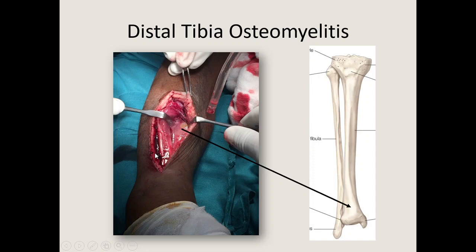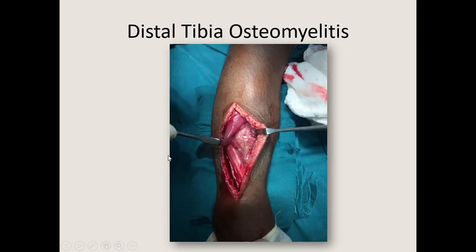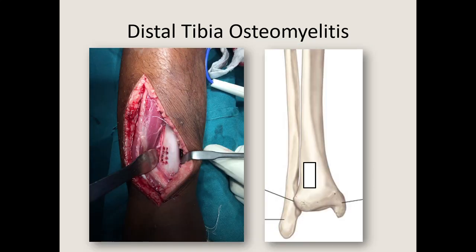As you see, as we go inside, here you can see the congested periosteum with a lot of pus underneath it. The periosteum is bulging out from the bone, and then the periosteum is incised and the pus is removed. Once the periosteum is incised and the pus is taken out, the cortical bone can be clearly seen. Now with this cortical bone we drill these holes, and as we are drilling these holes, the pus will start gushing out.